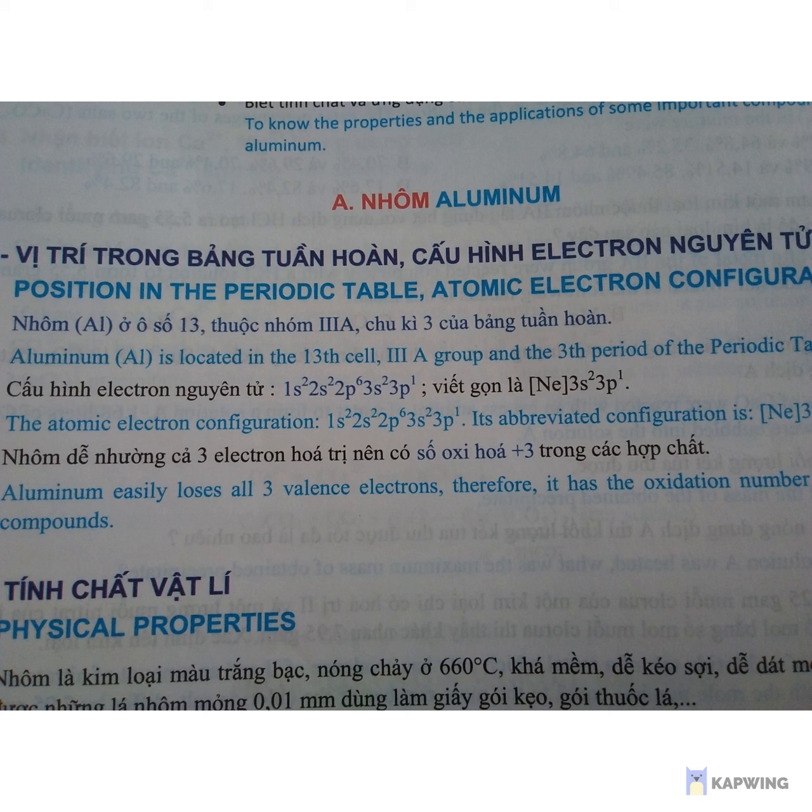Aluminum, Al, is located in the 13th cell, 3A group, and the third period of the periodic table. The atomic electron configuration is 1s2, 2s2, 2p6, 3s2, 3p1. The abbreviated configuration is [Ne] 3s2, 3p1. Aluminum easily loses all three valence electrons. Therefore, it has the oxidation number of +3 in its compounds.